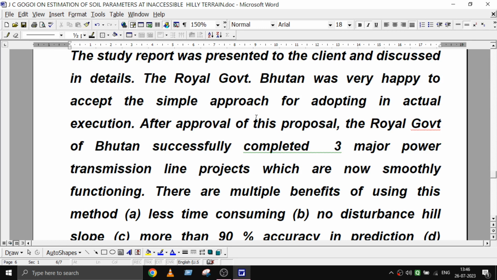It does not create any disturbance of the hill slopes or formation. How much area do we require to make the foundation trench? It's 3 meters by 3 meters only. Without disturbing the hill slope, we can make 1 pit per construction. In that pit itself, we can conduct the test, during the excavation period itself.